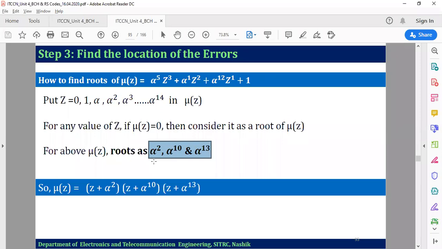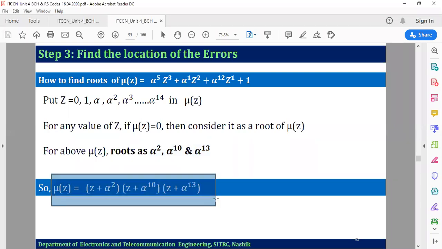So here for this example, alpha square, alpha 10 and alpha 13 give the value of mu z equal to 0. So the roots here are alpha square, alpha 10 and alpha 13. Just write down the content of this slide. So my mu z is z plus alpha square, z plus alpha 10 and z plus alpha 13.